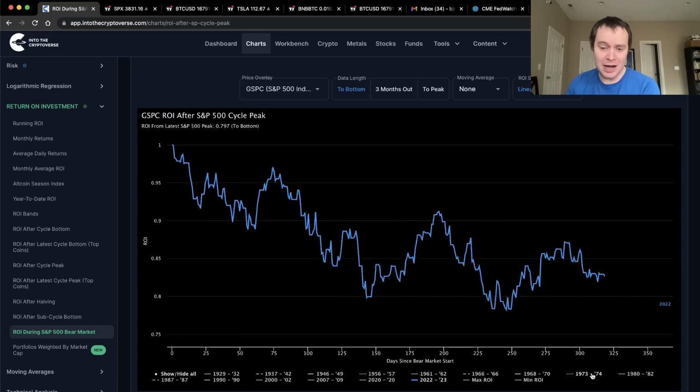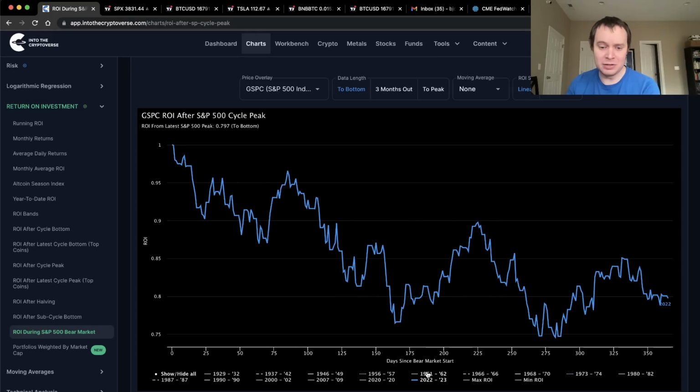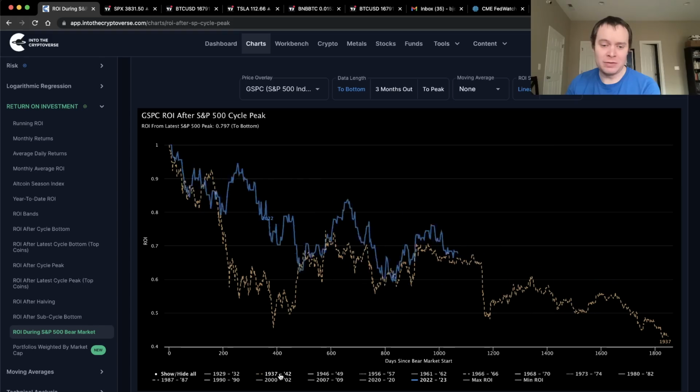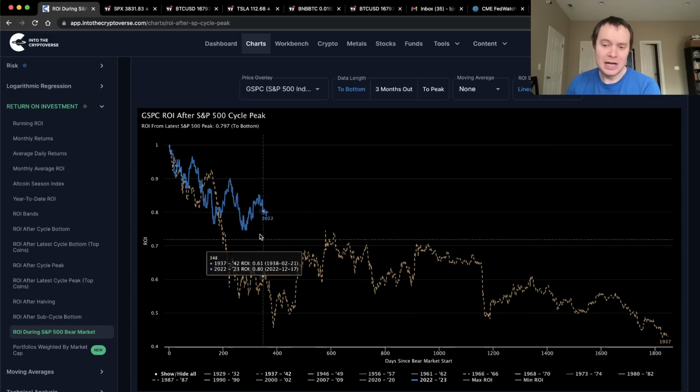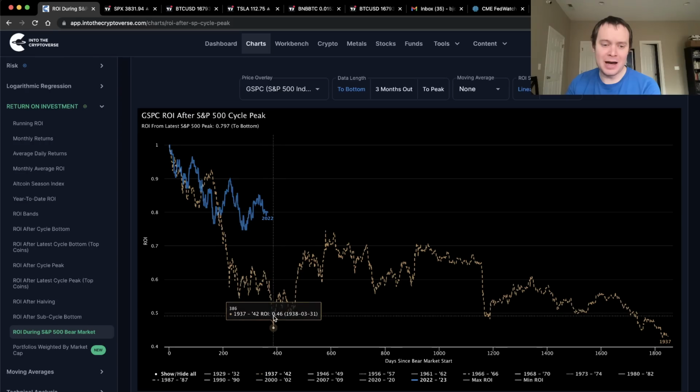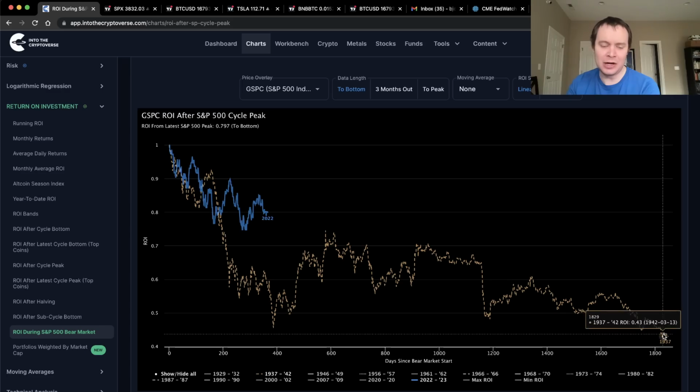Another bear market that we might find worthwhile to compare to would be the one from 1937 to 1942. And you can see that in that one, we found a bottom within the first year or so that held for a long time, except for a slightly lower low later on.